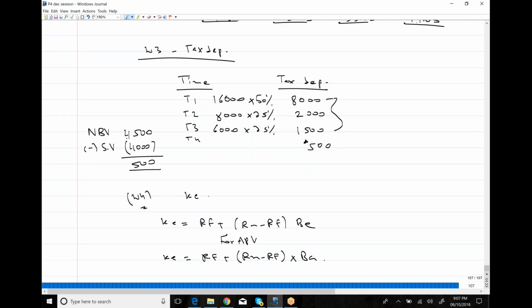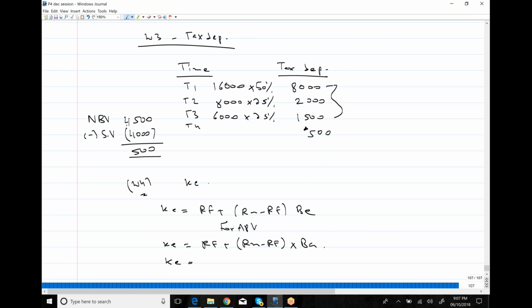So RF is given in the question. Just read the last paragraph, second last line. RF is 2%, right? Plus RM, which is market return. But I told you that RM minus RF is your premium, right? So the premium is already given in the question. Market risk premium is 8%, okay? That is your RM minus RF, 8%.